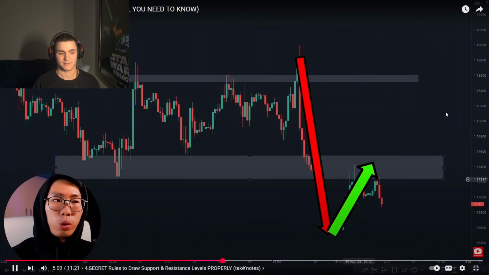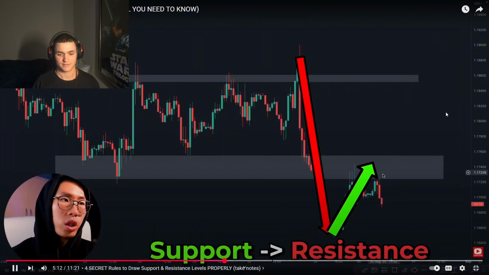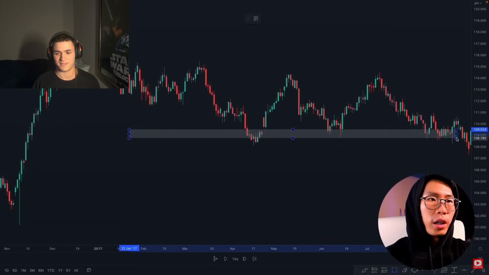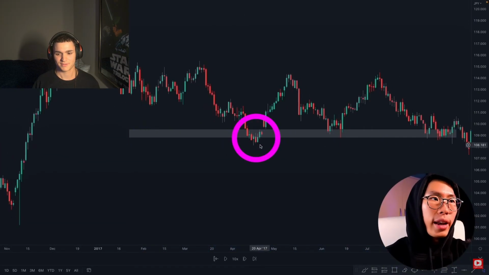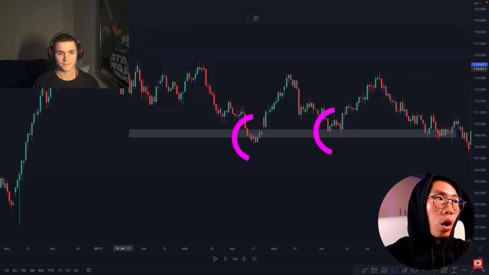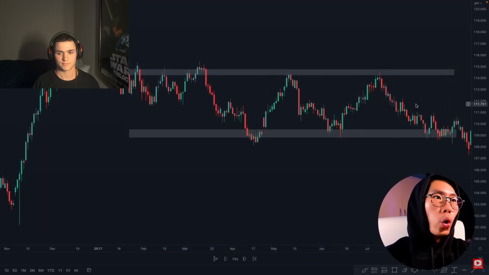You can see price went back up and rejected this entire resistance area, which was previously support. Here's another example. You can see that there are multiple rejections right here, because whenever price comes back down here, it always ends up reversing and heading back up. Come back down, reverse and head back up. And then there is also a resistance area right here. So it's clear as day that this is a resistance area and this is a support area.